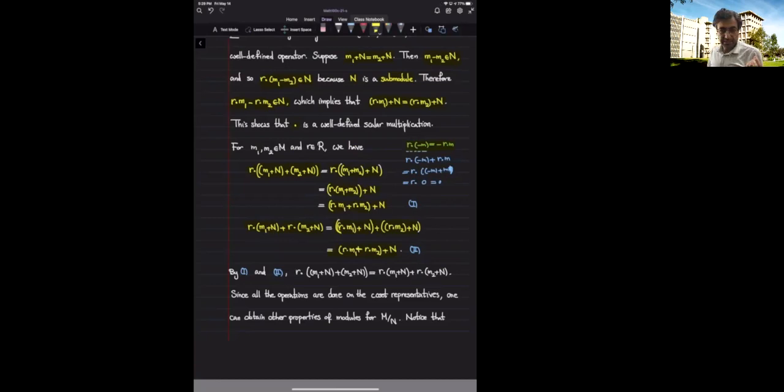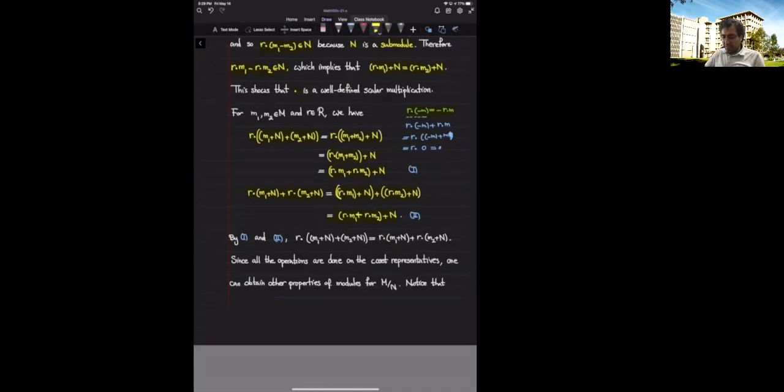You see, the key point is, as soon as we show these are well-defined operations, all the computations are done at the level of coset representatives. And therefore, we get all the properties of M, because all these operations are essentially inside M with an extra decoration plus n. So we get distribution both on the module side and the ring side. We get that 1 times m is the same as m, and therefore the cosets are the same. So altogether, we get that M over n is indeed an R module.